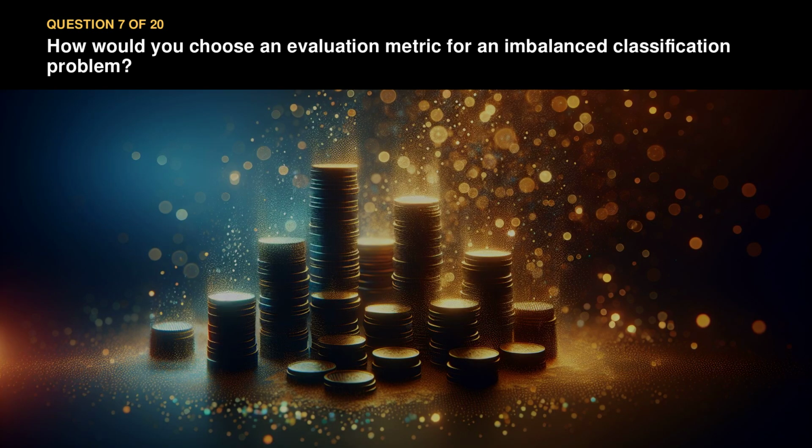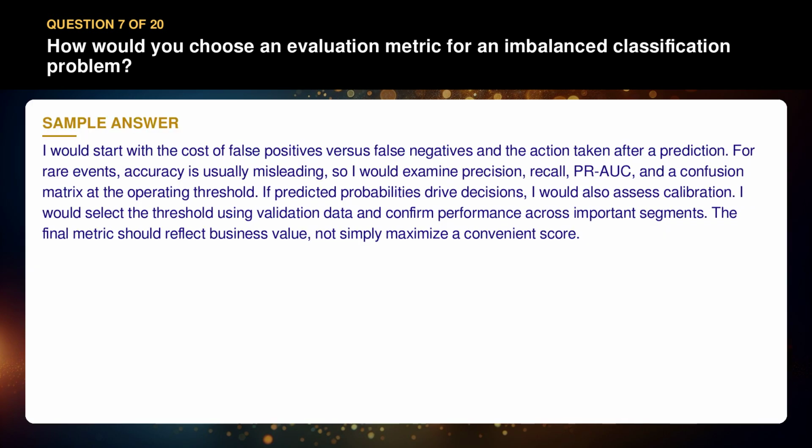Question 7. How would you choose an evaluation metric for an imbalanced classification problem? I would start with the cost of false positives versus false negatives and the action taken after a prediction. For rare events, accuracy is usually misleading, so I would examine precision, recall, PRAUC, and a confusion matrix at the operating threshold. If predicted probabilities drive decisions, I would also assess calibration.